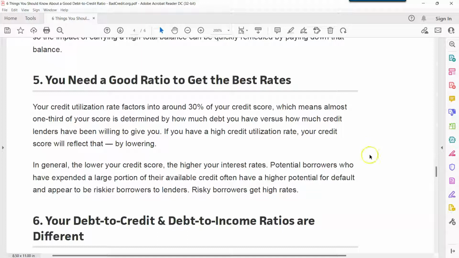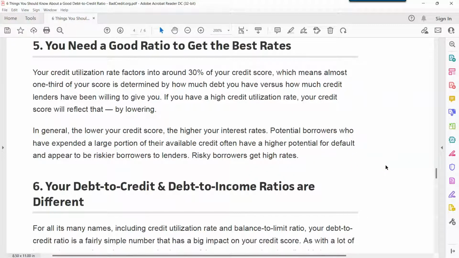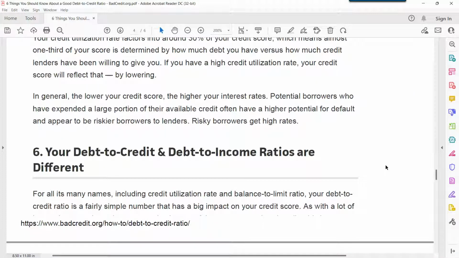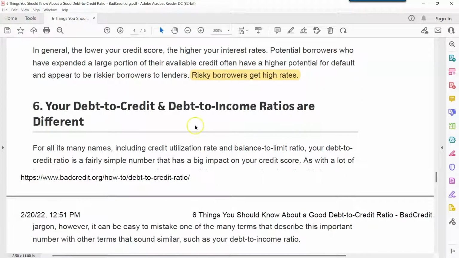Okay, so in general, the lower your credit score, the higher the interest rates. Potential borrowers who have expended a large portion of their available credit often have higher potential for default, and they'll wind up being considered riskier borrowers. And as long as there's more risk involved with loaning you money, your rates are going to be higher, right?